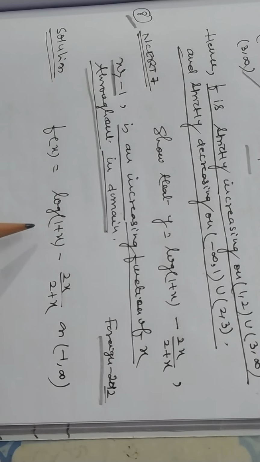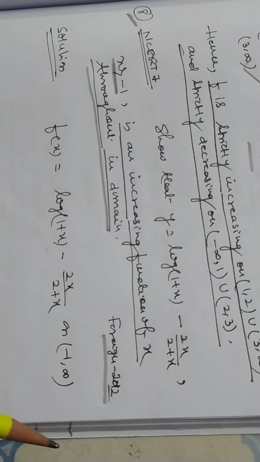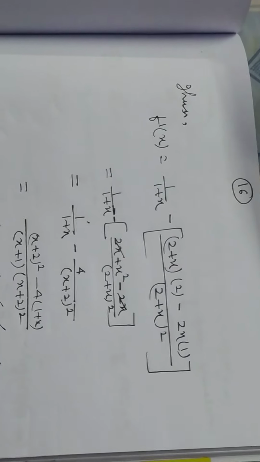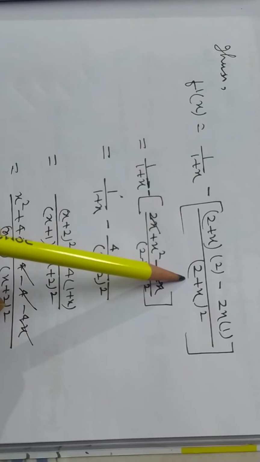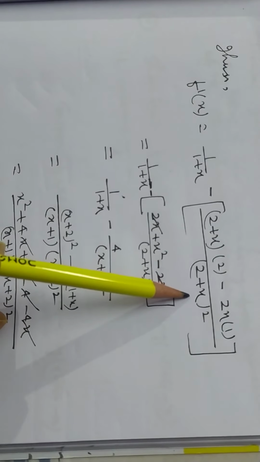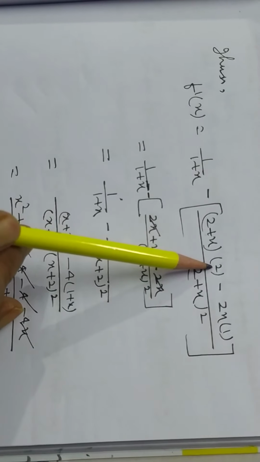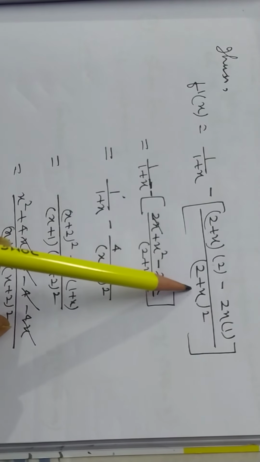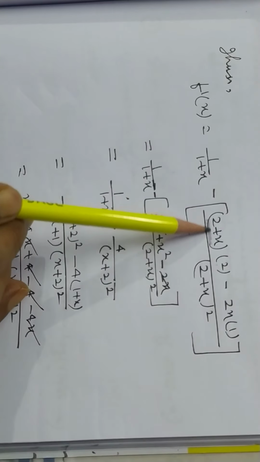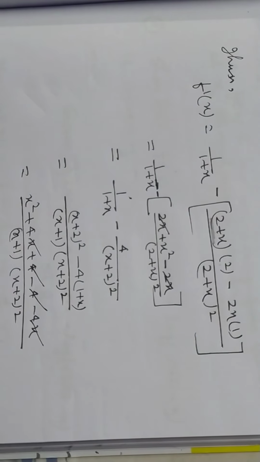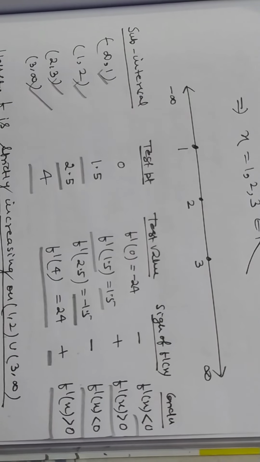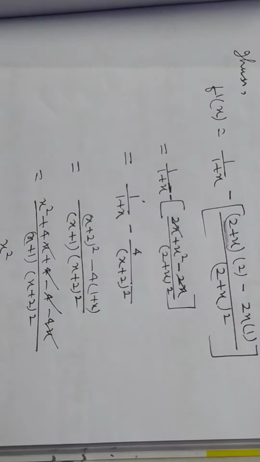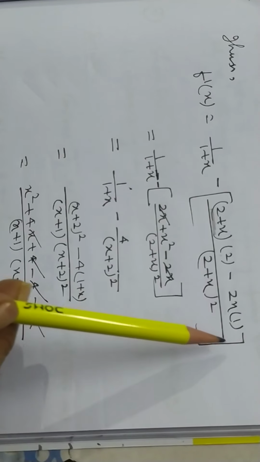Now, f(x) is equal to log of 1 plus x minus 2x by 2 plus x on minus 1 to infinity. So, f dash x is equal to 1 by 1 plus x, and taking the u by v method, we have 2 plus x whole square in the denominator. 2 plus x into 2, minus 2x into 1, over 2 plus x whole square. We differentiate 2x, so d by dx of 2x is 2, minus 2x plus 1.